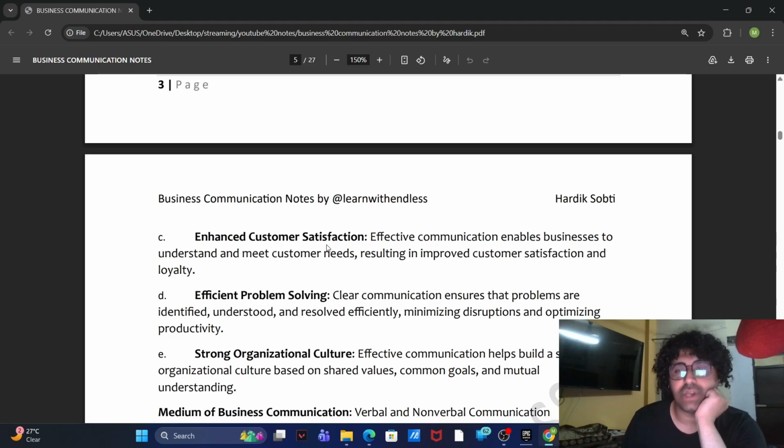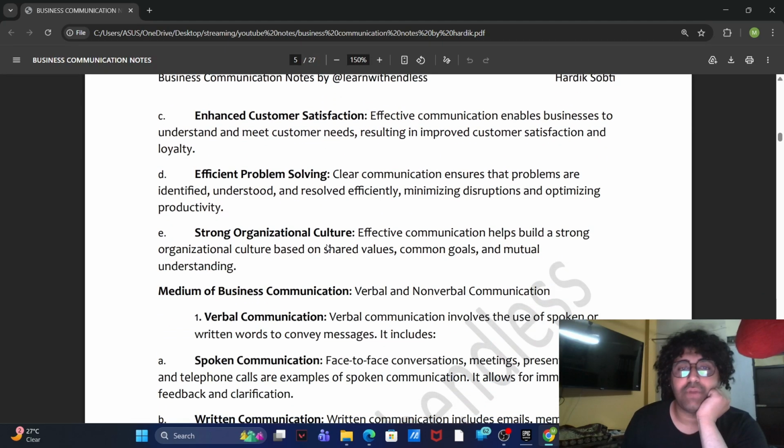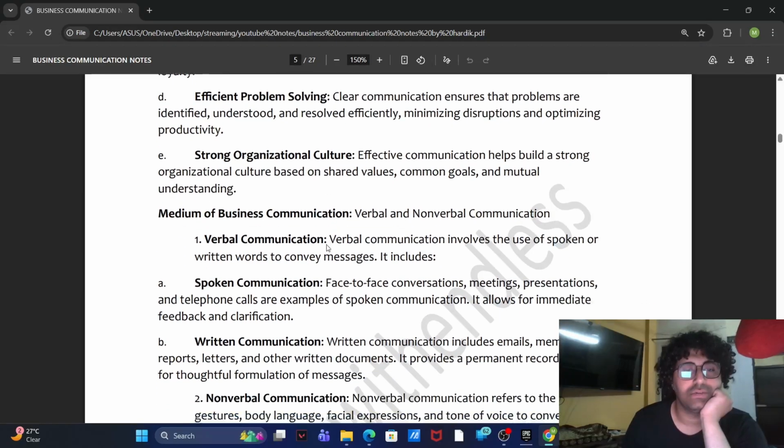Effective communication enables businesses to understand and meet customer needs, resulting in improved customer satisfaction and loyalty. Efficient problem solving. Clear communication ensures that problems are identified, understood, and resolved efficiently, minimizing disruptions and optimizing productivity. Strong organizational culture. Effective communication helps build a strong organizational culture based on shared values, common goals, and mutual understanding.